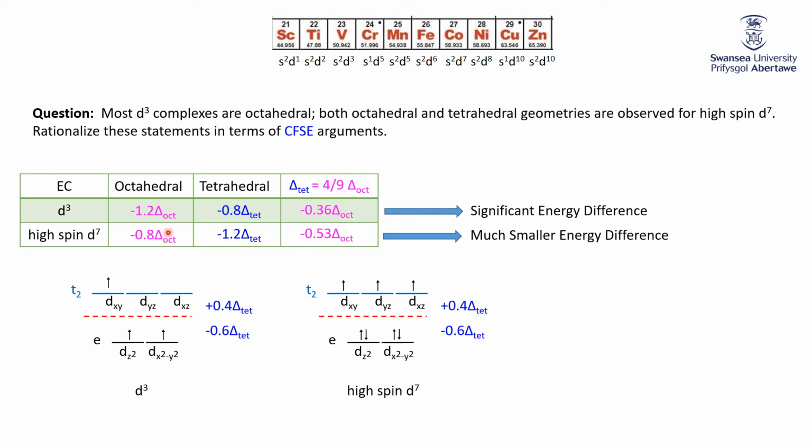So we'd expect, because of the great stabilization for the octahedral compared to the tetrahedral, D3 will go octahedral. Down here for the high spin D7, there's a much smaller difference between the octahedral and the tetrahedral, so you could expect to see both. Of course, another argument is that with D3 you don't have much electron density, so you can accommodate 6 ligands. On the other hand, with D7, only 4 ligands might be preferable.